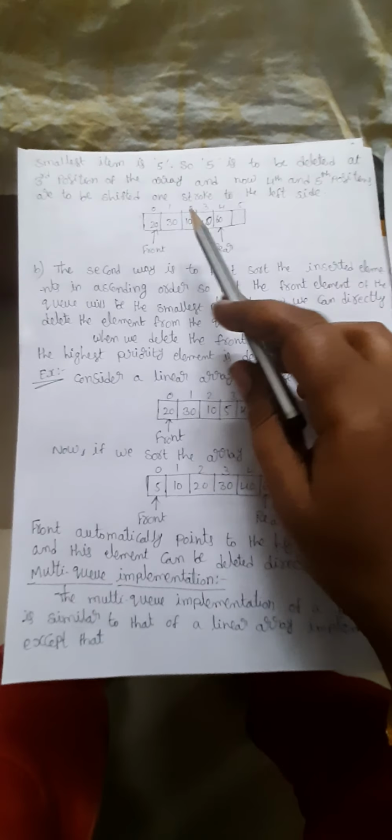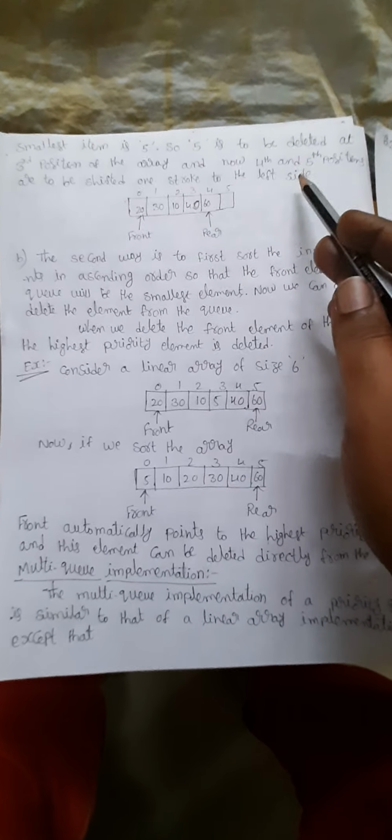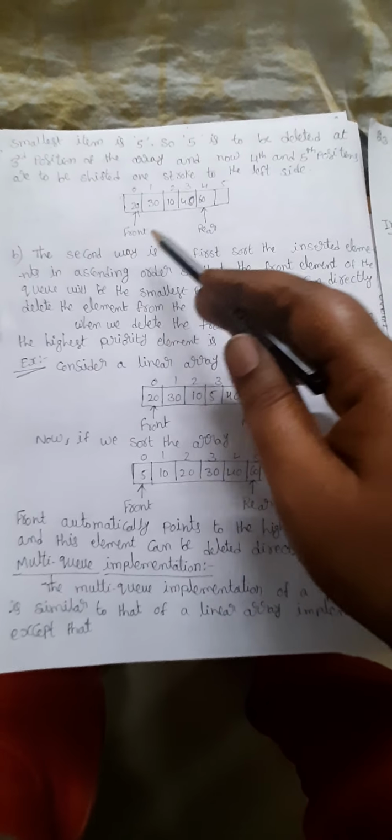That means once the 5 which is located in the third position has been deleted, automatically the following positions will be shifted to the left side. That means by subtracting one, they will be shifted to the left side.